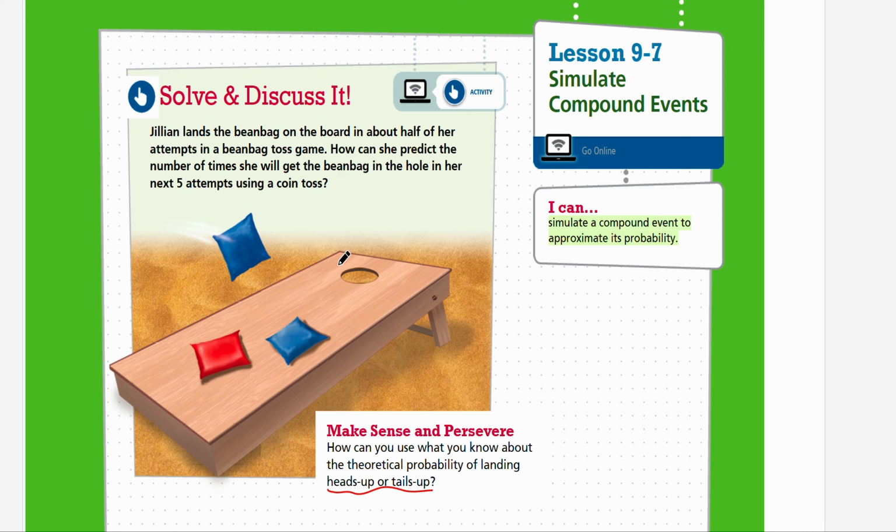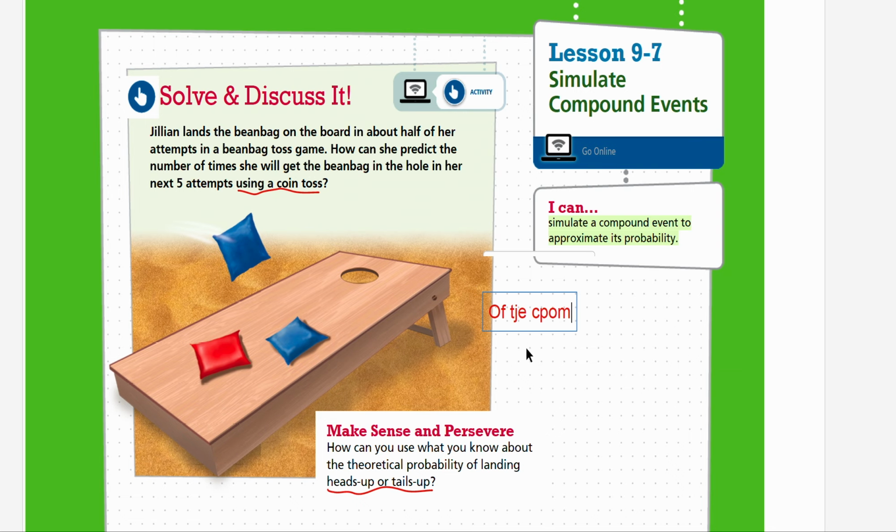So yeah, if the coin lands heads up, the beanbag will land on the board, for example. We can match it with the coin toss, right? And if the coin lands tails up, the beanbag will not land on the board. And you can flip the coin 5 times to represent 5 attempts. So let's record that. Let's write that down.